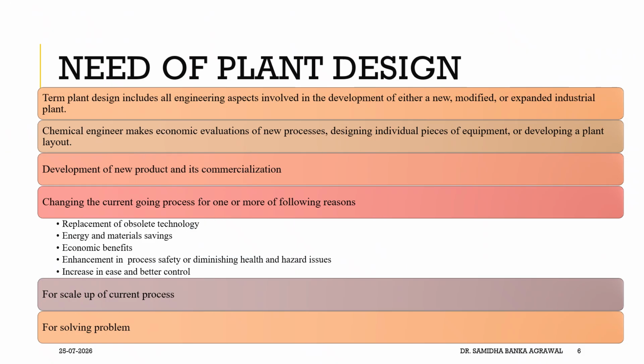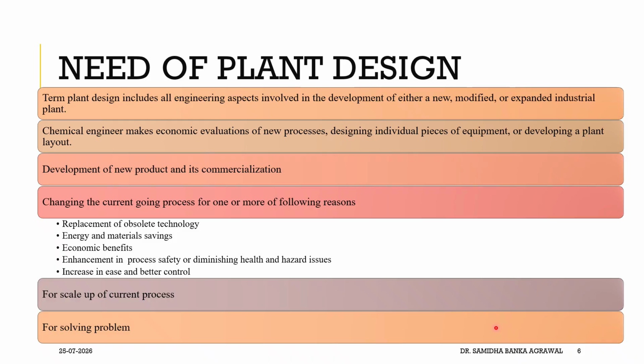Moving on, next we need of plant design. So why do we need a plant design? Okay, let us find out. So plant design is required whenever a new manufacturing facility is established or an existing plant is modified or expanded. Industries redesign their plants for many reasons. They may want to introduce a new product, replace outdated technology, improve energy efficiency, reduce product cost, enhance safety, increase production capacity, or solve operational problems.